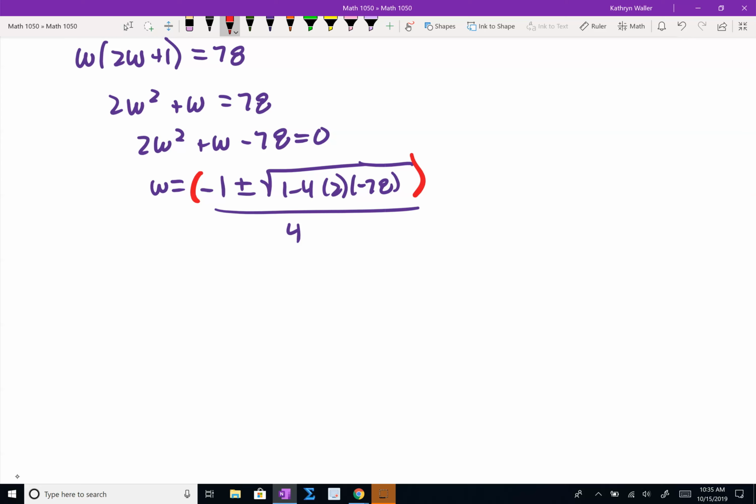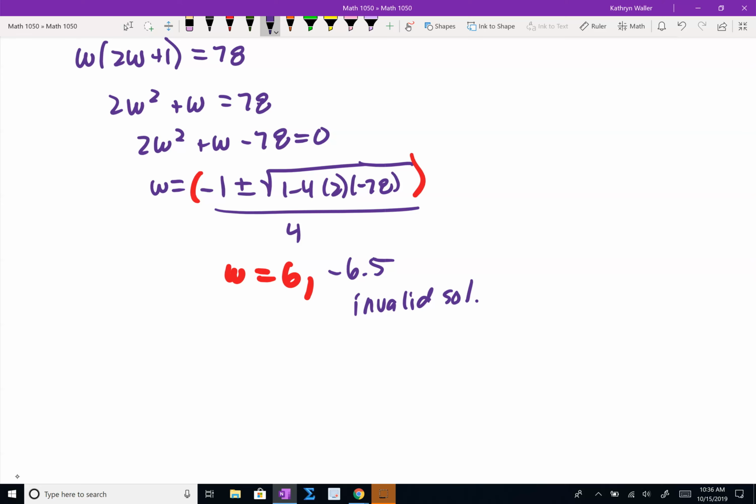So I'm going to go parenthesis, negative 1 plus second, x squared, 1 minus 4 parenthesis 2, close it, parenthesis, negative 78, close it, close it, close it, divided by 4, hit enter, and I got a 6. So it would have factored. So we got W equals 6. Now I'm going to do the negative. Might get another one. This is negative 6.5. This is an invalid solution.